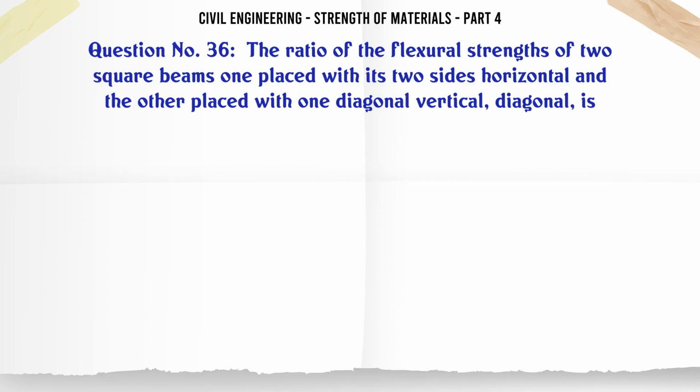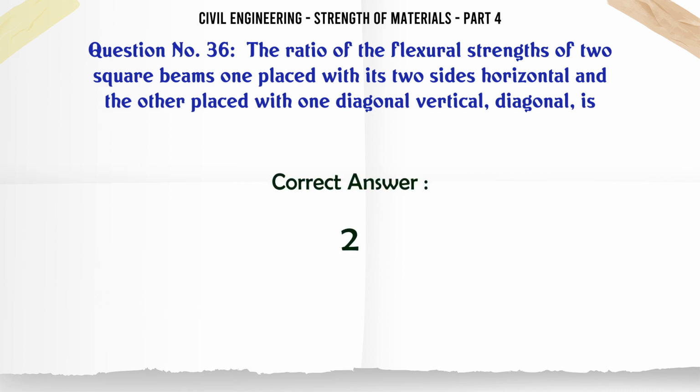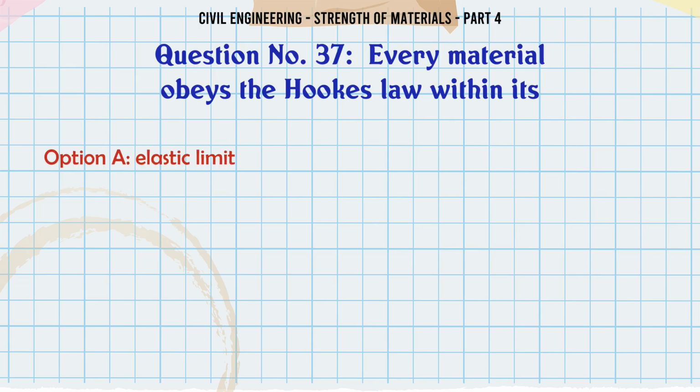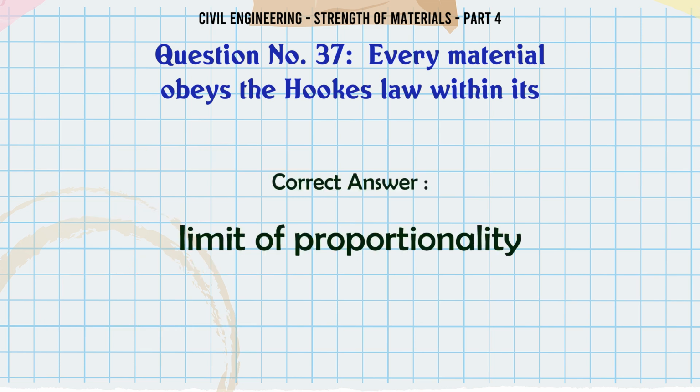The ratio of the flexural strengths of two square beams, one placed with its two sides horizontal and the other placed with one diagonal vertical, is: A. √2, B. 2, C. 5, D. 7. The correct answer is √2. Every material obeys Hooke's law within its: A. elastic limit, B. plastic point, C. limit of proportionality, D. none of these. The correct answer is limit of proportionality.